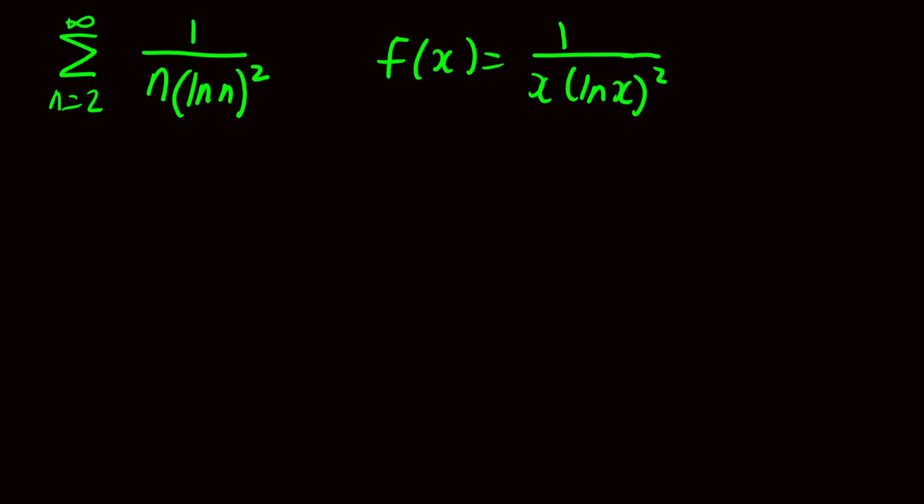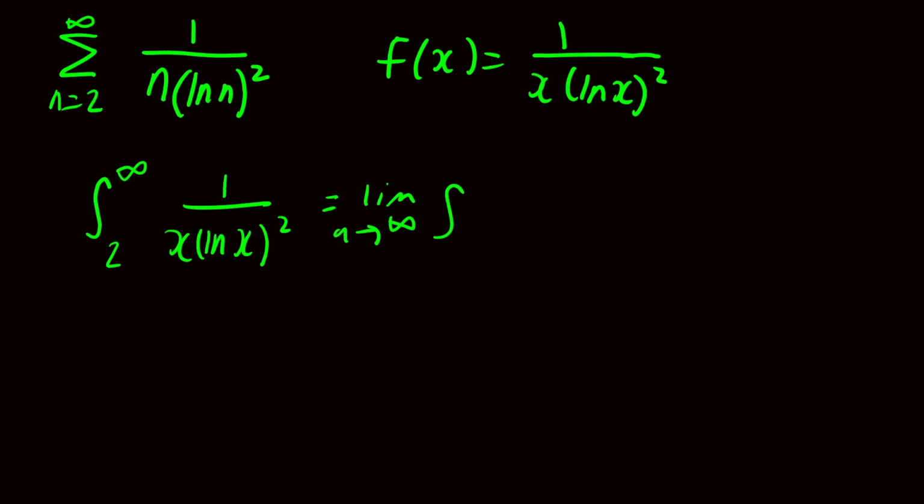Alright, so all of our conditions are met, so let's do our integral. So it would be the integral from 2 to infinity of 1 over x (ln x) squared dx, which equals the limit as a approaches infinity of the integral from 2 to a of 1 over x (ln x) squared dx.